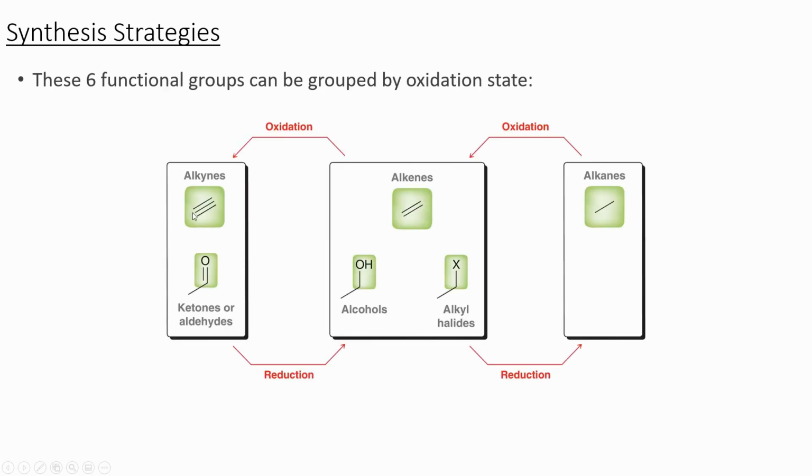And so we can group these types of conversions together, right? Our alkynes can be reduced to alkenes and alcohols and reduced further down to alkanes, or we can oxidize up. And we can group the 6 functional groups together by their oxidation state, similar to what we did on Thursday.